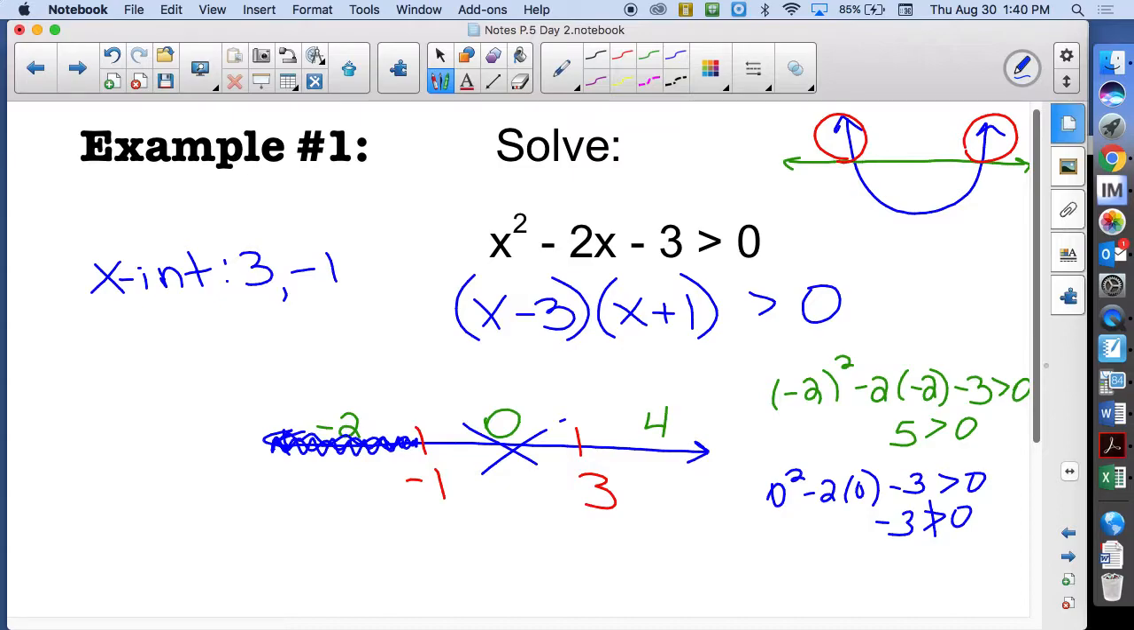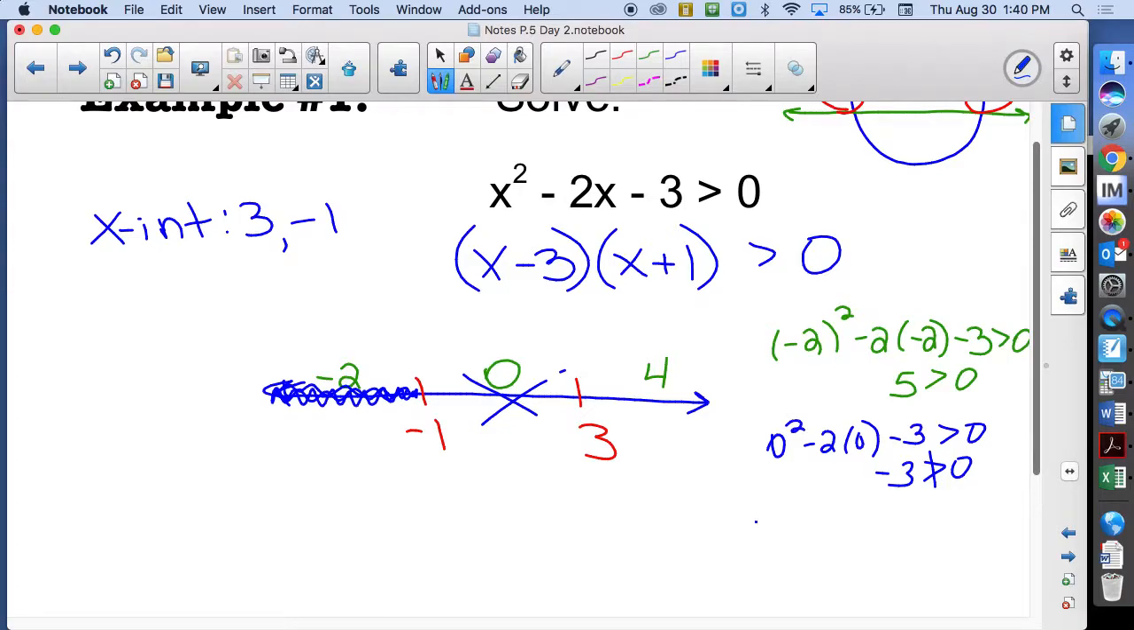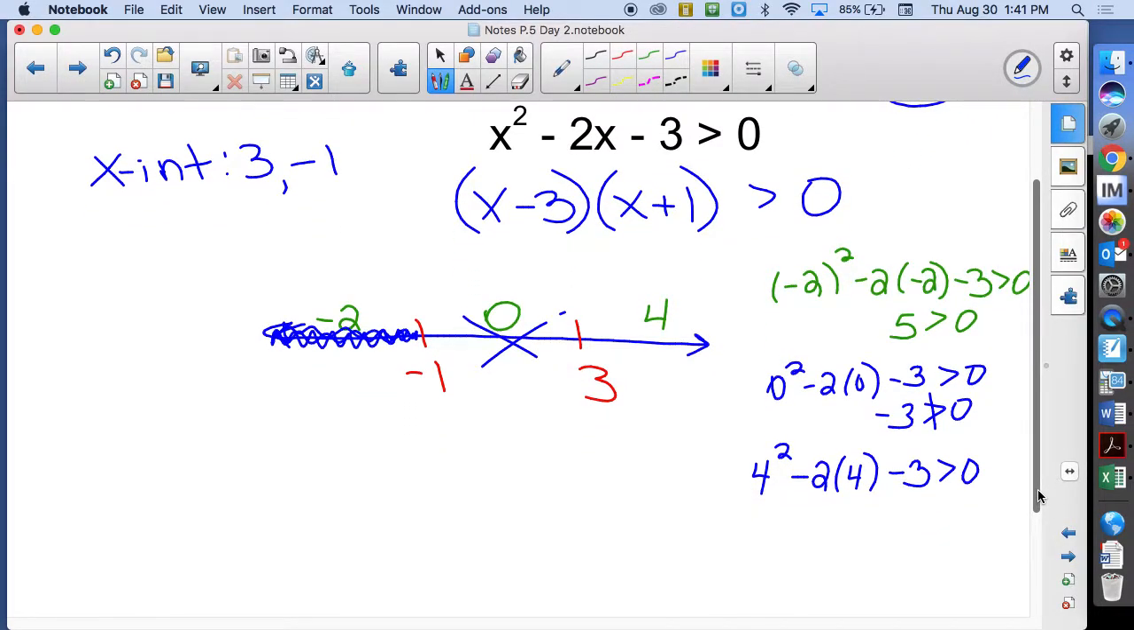And then one last check here, plugging in a 4. 4 squared minus 2 times 4 minus 3. Brandon, a little bit of mental math for you. 4 squared is? Okay, well, he already knows it's 5. Nice job, Brandon. 5 is greater than 0. So now I've confirmed, verified, proved, shown that this is also the solution.